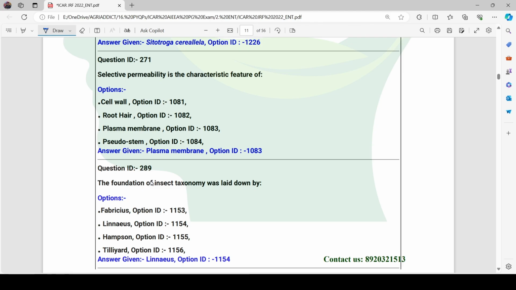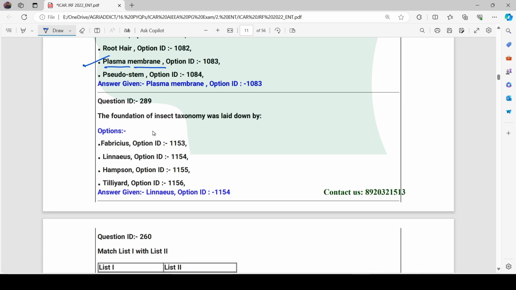Now next question is, selective permeability is the characteristic feature of plasma membrane. It is also known as the selectively permeable membrane. The foundation of insect taxonomy was laid by whom? The foundation of insect taxonomy in India, actually the question should be in India, it was laid by J.C. Fabricius in 1758.